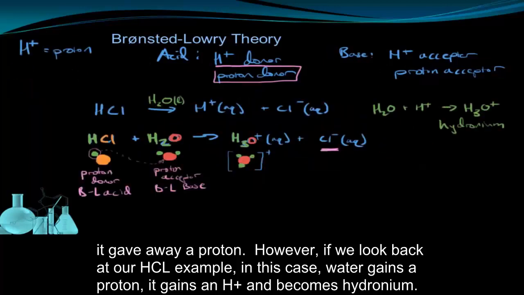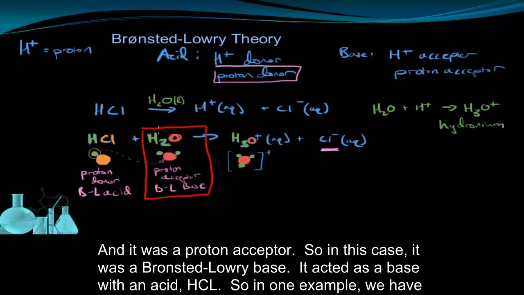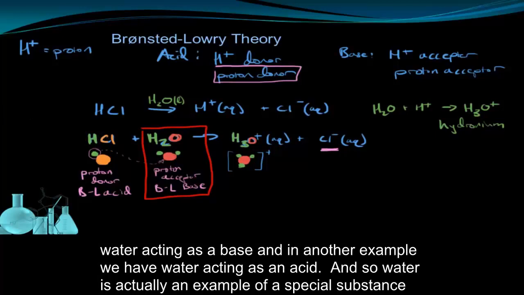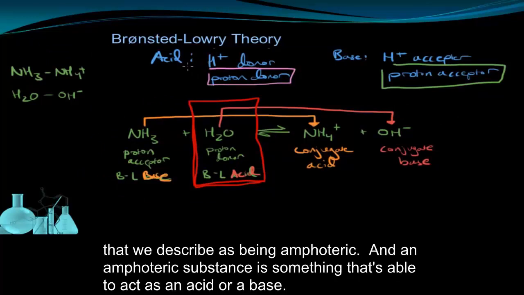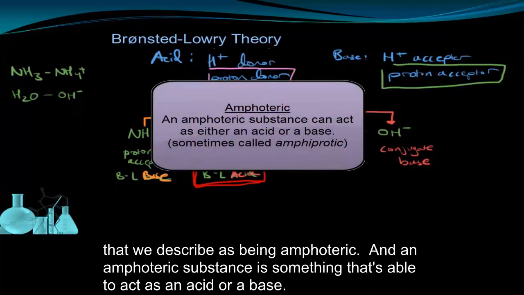However, if we look back at our HCl example, in this case, water gains a proton, it gains an H+ to become hydronium, and it was a proton acceptor. So in this case, it was a Bronsted-Lowry base. It acted as a base when put with an acid, HCl. So in one example, we have water acting as a base, and in the other example, we have water acting as an acid. And so water is actually an example of a special substance that we describe as being amphoteric. And an amphoteric substance is something that's able to act as an acid or a base.